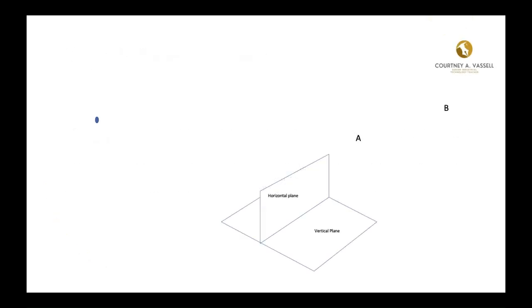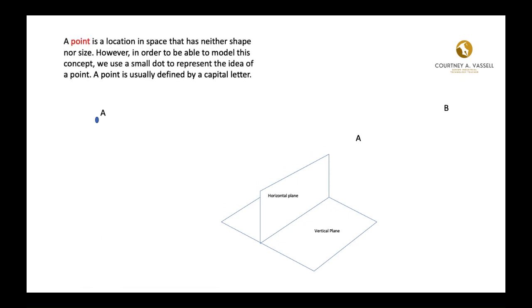Now, we're going to be looking at three basic concepts. One is a point. A point is a location in space that has neither shape nor size. However, in order to be able to model this concept, we use a small dot to represent the idea of a point. A point is usually defined by a capital letter. Case in point here, this point, we refer to it as point A, point B, or point C, whichever.